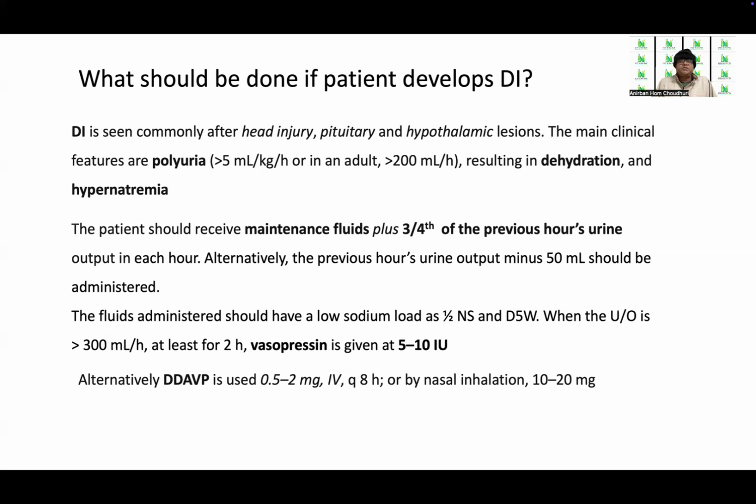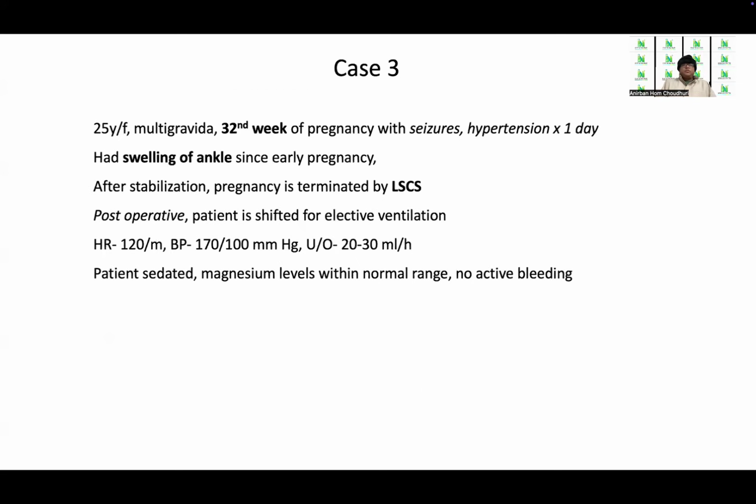Alternatively, the previous hour's urine output minus 50 ml should be administered of free water. The fluids administered should have a low sodium load, such as half strength normal saline and D5W. When the urine output is more than 300 ml per hour, at least for 2 hours, vasopressin can be given at 5 to 10 international units. Alternatively, desmopressin can also be used, 0.5 to 2 microgram IV at 8 hourly or by nasal inhalation in 10 to 20 microgram.